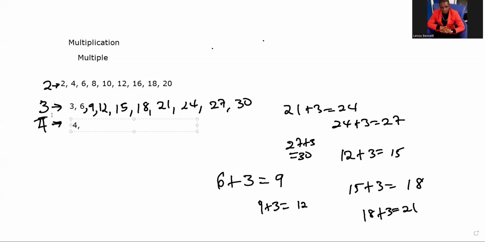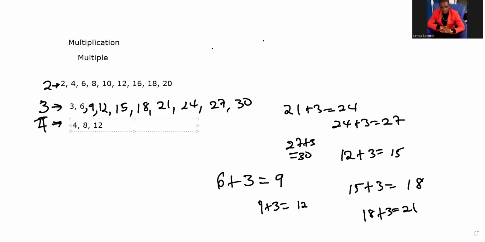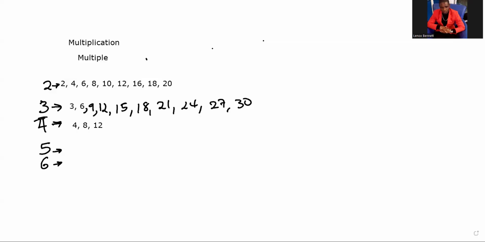4 plus 4, 8. 8 plus 4, 12. Finish it, guys. 4 plus 4 is 8. 8 plus 4 is 12. So we'll add 4 each time. It's the same number we're adding. So the next number will be 16. We'll add 4 to 16. What is 16 plus 4? 20.